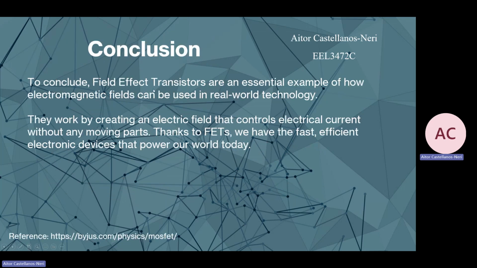So in conclusion, they're essentially an example of how electromagnetic fields can be used in real world technology, and they work by creating an E field that controls current without any moving parts. So thanks to them, we have fast, efficient electronic devices that power today's world.